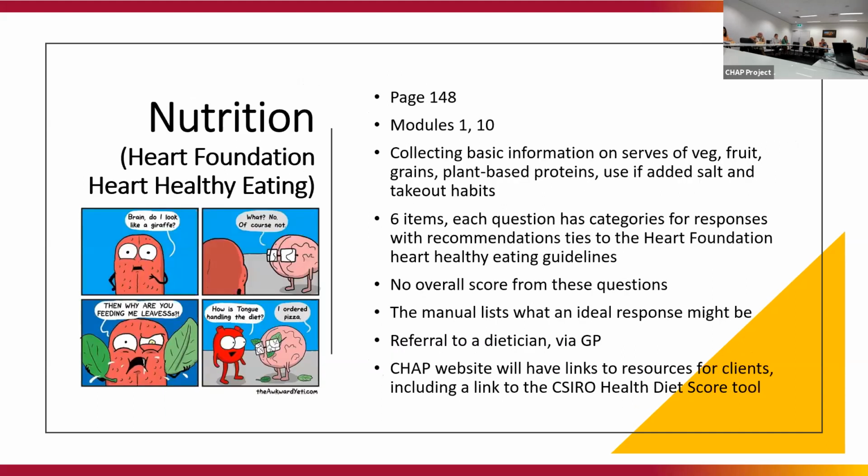The nutrition questions, I think, are probably pretty straightforward and things that you have already seen before, but it is 7 items which collects information about their eating habits very broadly: vegetables, fruits, grains, plant-based proteins, if they use added salt or if they have takeaway on a regular basis. And each of those questions have some categories to go along with it.